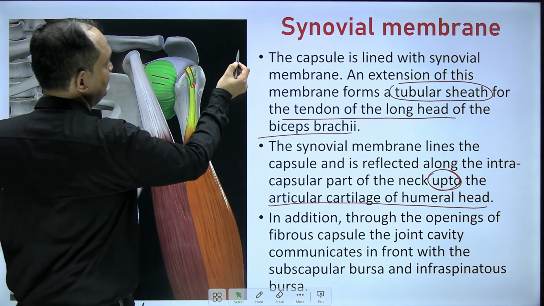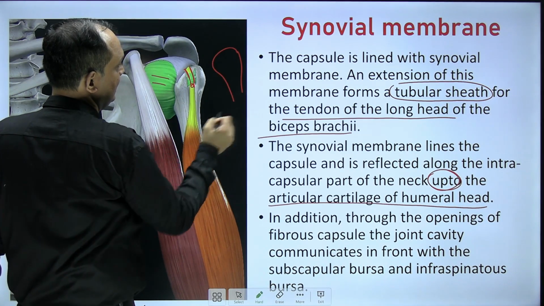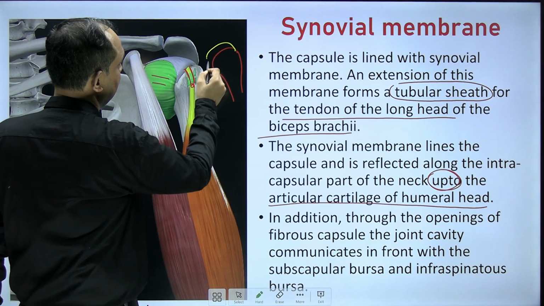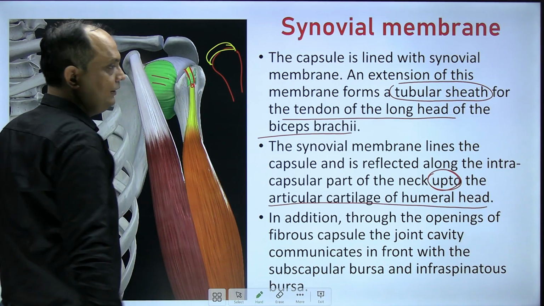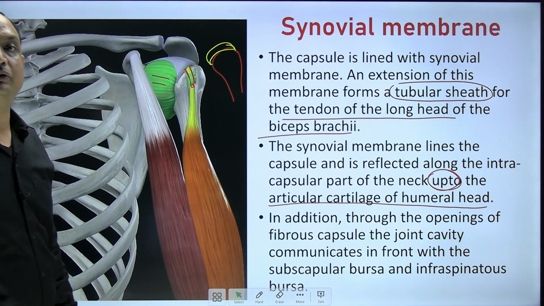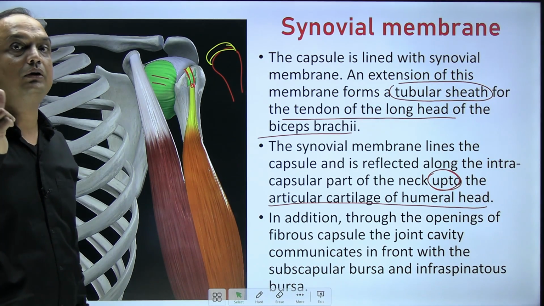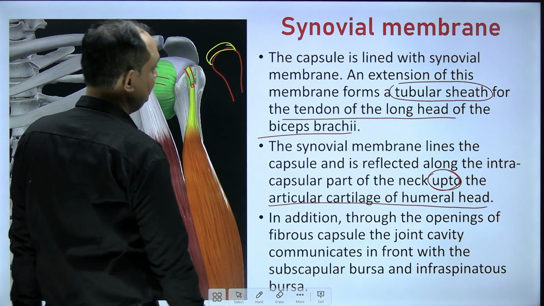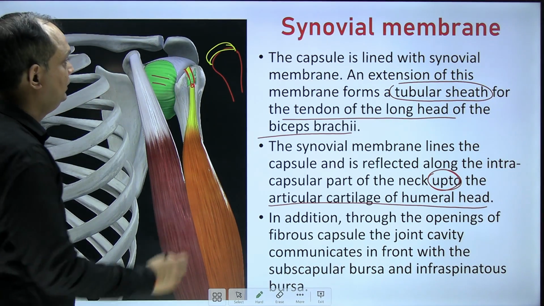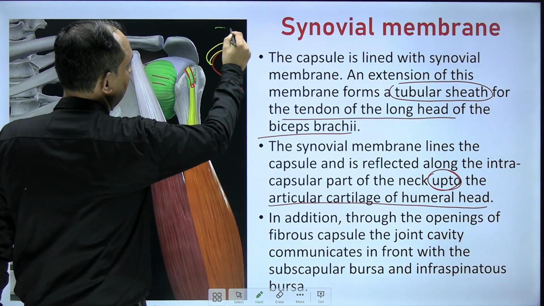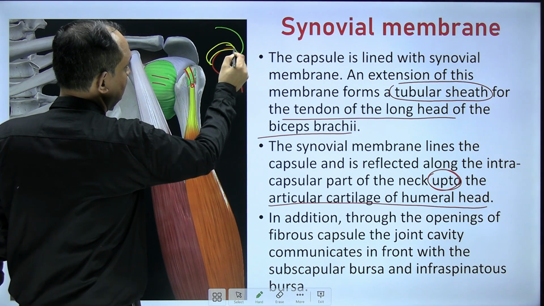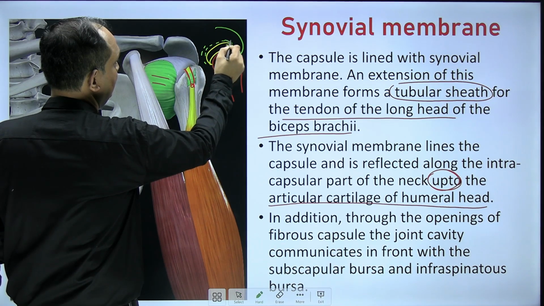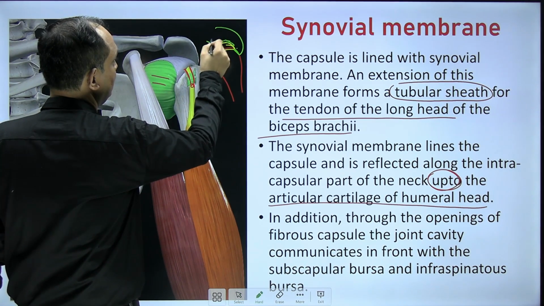That means, suppose this is the head of the humerus, and this head is covered by the articular cartilage. This is the yellow color articular cartilage. Now, if I have to draw the synovial membrane on the bone, I am not talking about the capsule, I am talking about the bone. You can draw the synovial membrane only up to the articular cartilage. It is not going to extend on this. If you draw the synovial membrane on the articular cartilage, it is wrong.